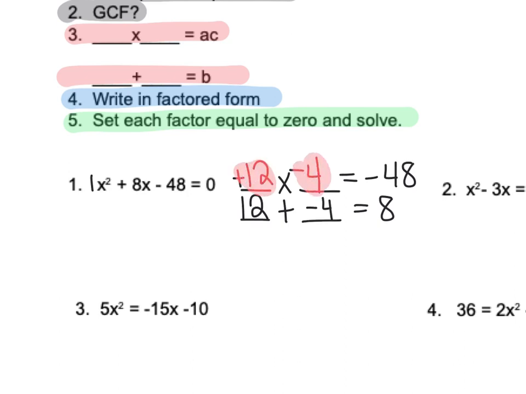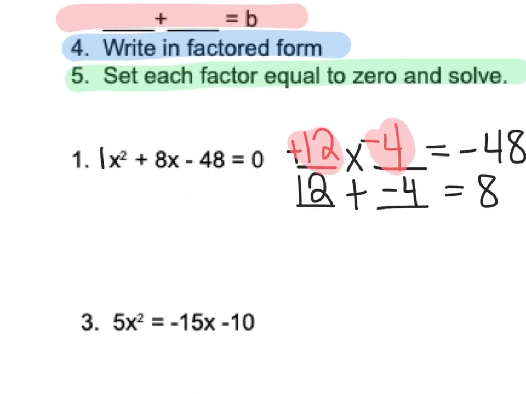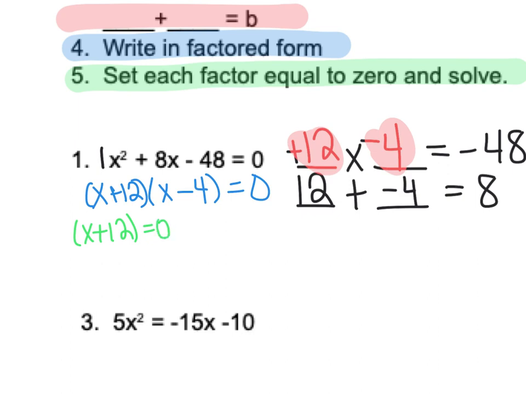And if you remember how we do that, we would write our parentheses like this. And we would have x. One of these numbers we have is positive 12, so it would be plus 12. And then we would have negative 4, so it would be x minus 4. And so that's written in factored form. And then what we would do next is we would set each of these equal to 0. So x plus 12 equals 0, and x minus 4 equals 0. If I subtract 12 from both sides, I get one of my solutions is negative 12, and my other solution here, if I add 4 to both sides, is 4.